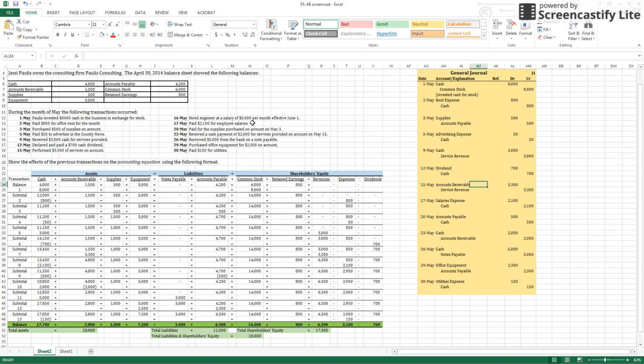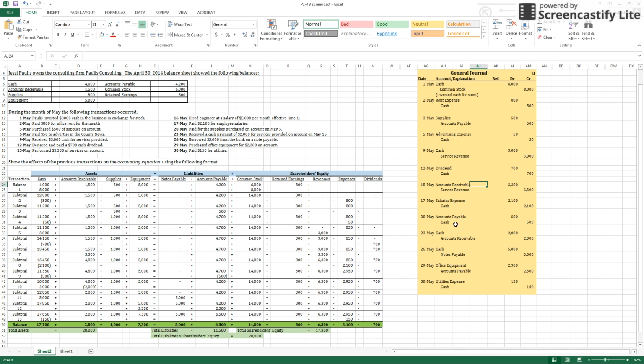On the 17th, we paid $2,100 for employee salaries. So on the 17th, you would record a debit to your expenses because that's how you increase an expense, by debiting it, $2,100, and you would credit cash for $2,100.